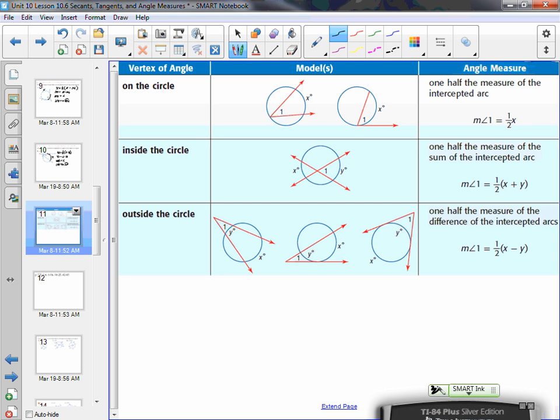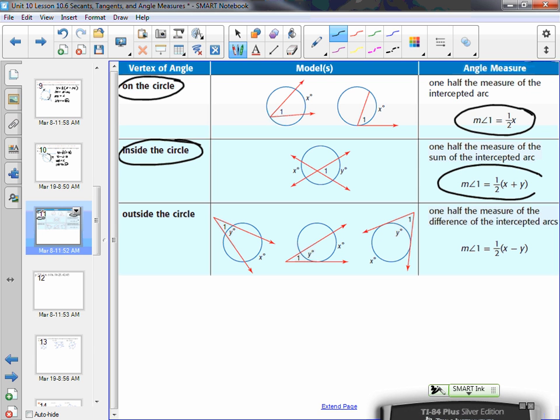All right, on page 731, they give us a summary. So if you get confused, and if you forget which one works which way: vertex on the circle, the measure of the angle is half the measure of the intercepted arc. Vertex inside the circle, the measure of the angle is half the sum of the intercepted arcs. The vertex outside the circle, the measure of the angle is half the difference of the intercepted arcs. So you're going to have to be able to remember that and keep all that straight.